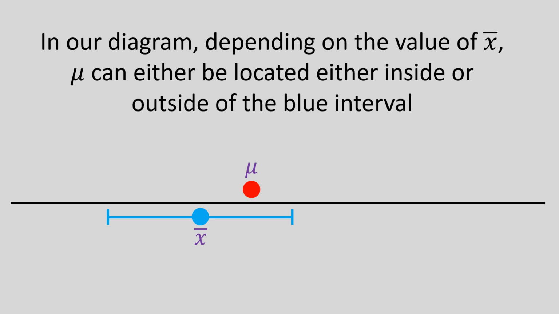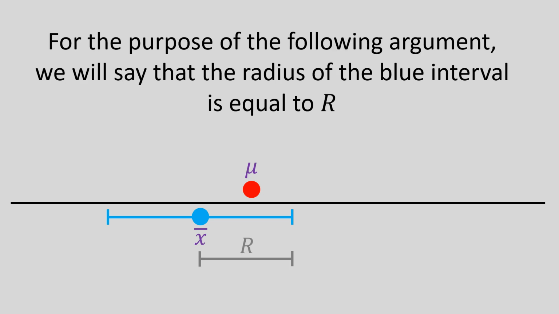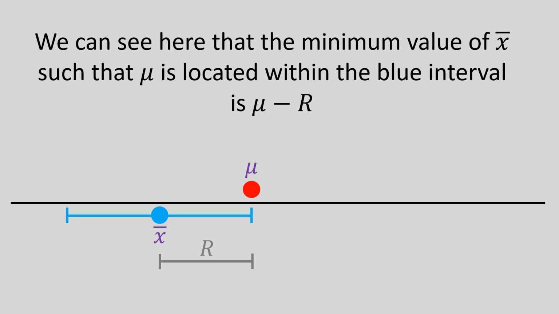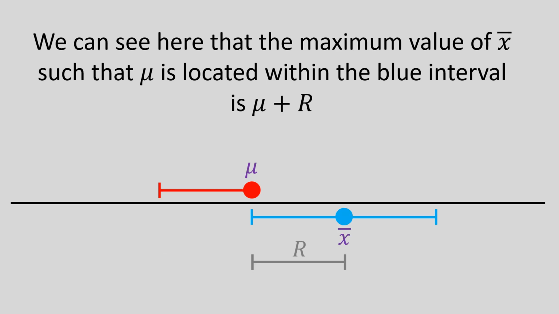For the purpose of the following argument, we will say that the radius of the blue interval is equal to r. We can see here that the minimum value of x bar, such that mu is located within the blue interval, is mu minus r. And the maximum value of x bar, such that mu is located within the blue interval, is mu plus r.